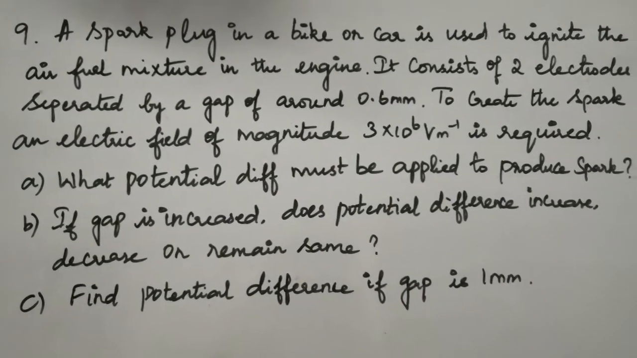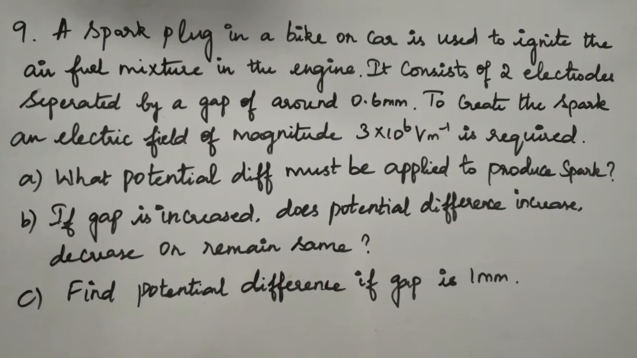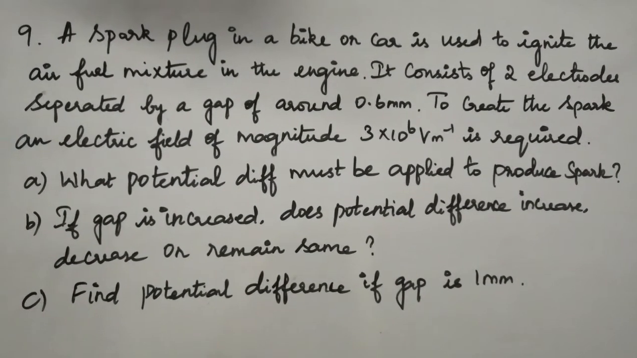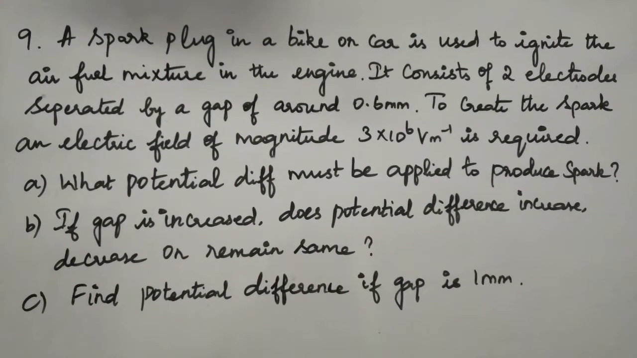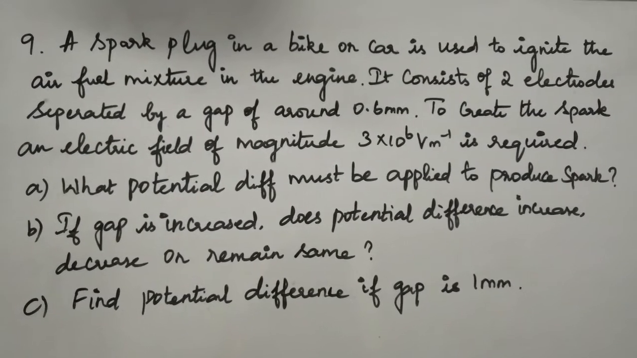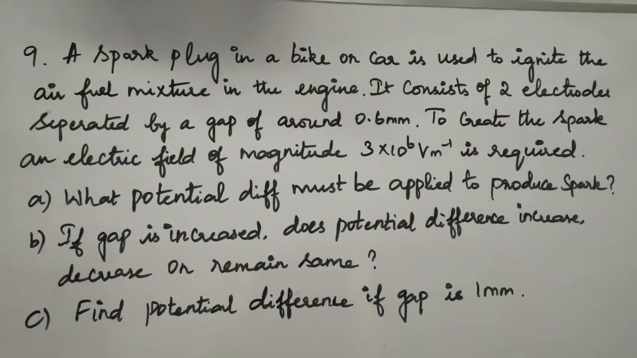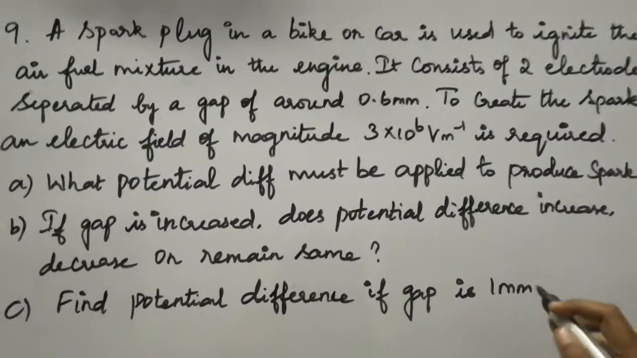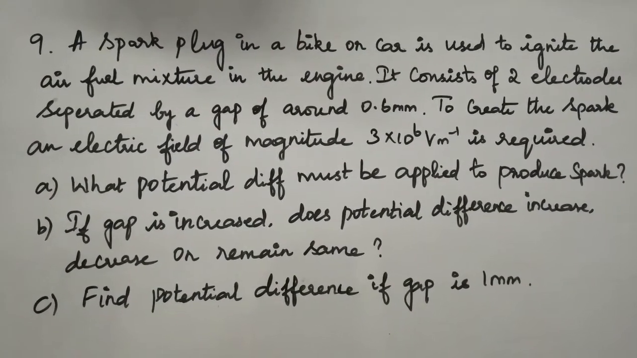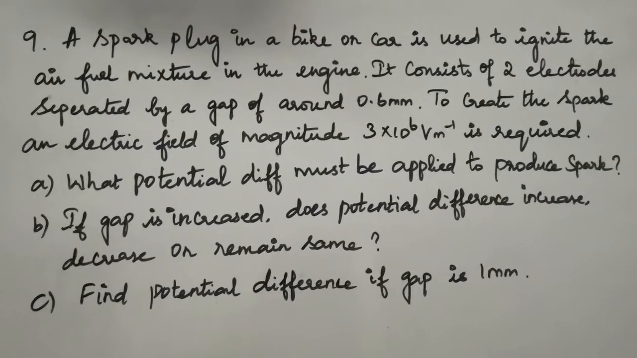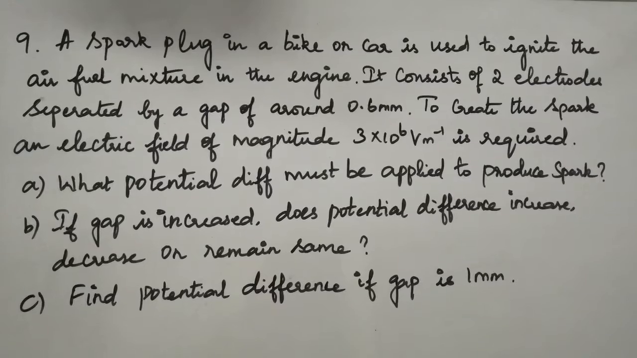So question number 9 of our exercise problem in the unit number 1, electrostatics. So let us see the question first. The question is, a spark plug in a bike or car is used to ignite the air fuel mixture in the engine. It consists of two electrodes separated by a gap of around 0.6 millimeter. To create the spark an electric field of magnitude 3 into 10 to the power 6 volt per meter is required. What potential difference must be applied to produce the spark?